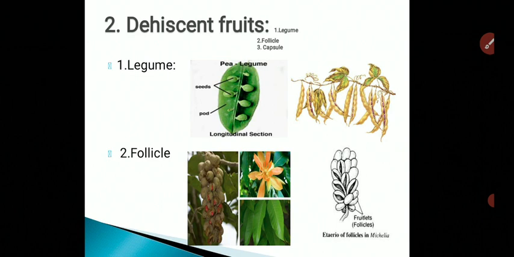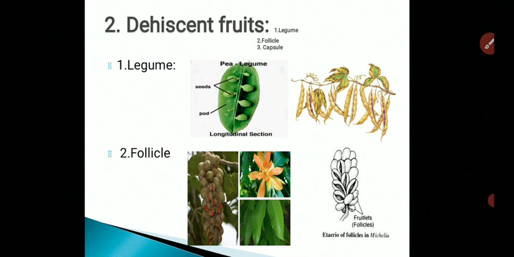Generally, dehiscent fruits after maturity open up through a suture or along a margin. On the basis of the mode of dehiscence or the position of dehiscing sutures, these fruits are divided into different types. In simple words, those fruits which open up after maturity are called dehiscent fruits, and they are divided into different types, that is legumes, follicles and capsules.